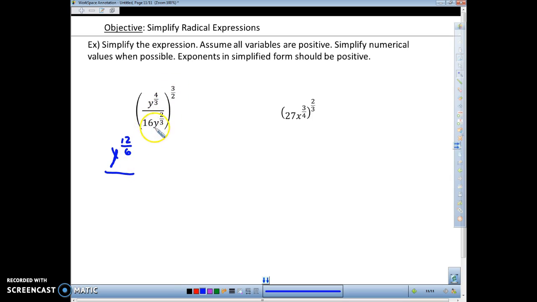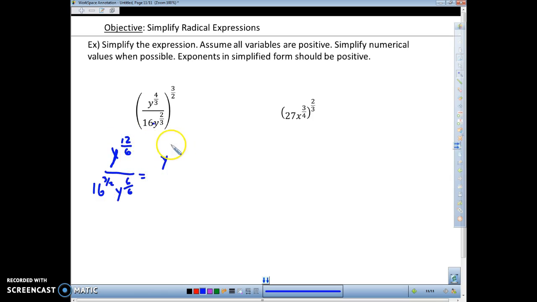On the bottom, really here I'm multiplying two things. And if you look back at your notes, when I have a product like this, I distribute that power into each one. So I'm going to have 16 to the 3/2 power times y to the 2/3 times 3/2. Well, when I multiply these, 2 times 3 gives me 6. So 6, and 3 times 2 gives me 6. So these really reduce, and this top one reduces too.